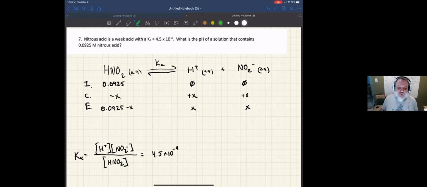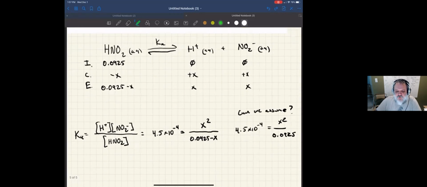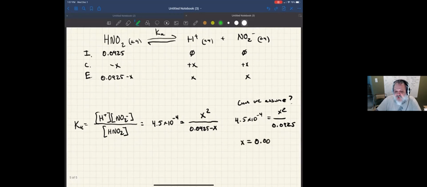And so the equilibrium expression looks like this: H plus times NO2 minus over HNO2 equals the equilibrium constant, 4.5 times 10 to the negative fourth. Proceeding on like we did, what I get is this algebraic expression, x squared over 0.0925 minus x. Now, we want to simplify this if it's possible. Can we assume that this simplifies to this? Is x small enough to neglect? Well, in order to figure that out, we're going to have to actually solve for x.